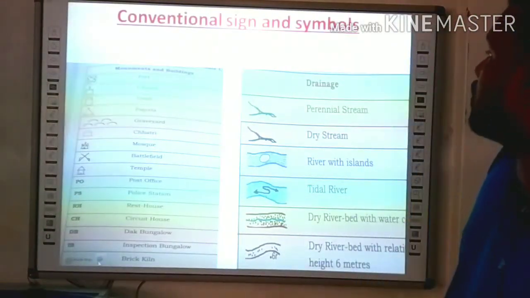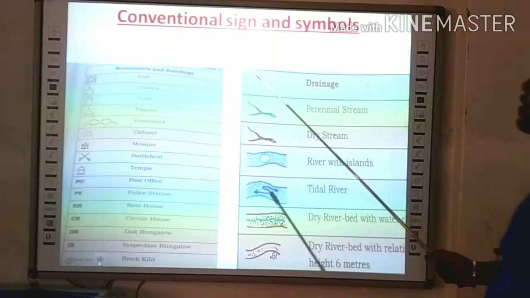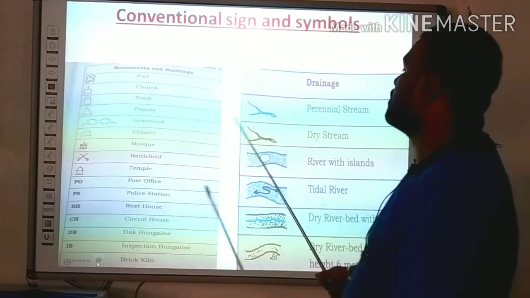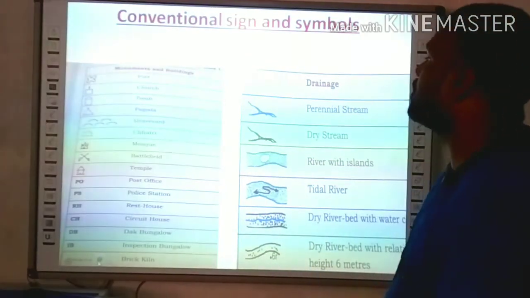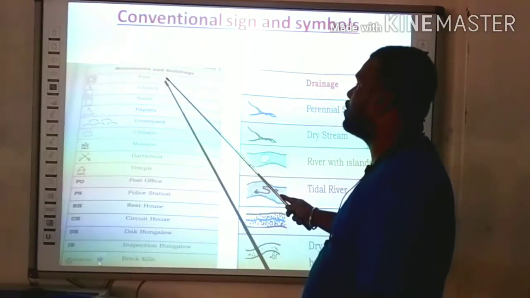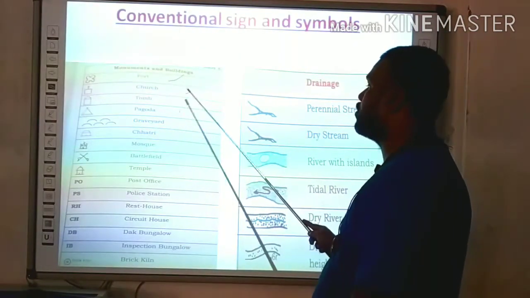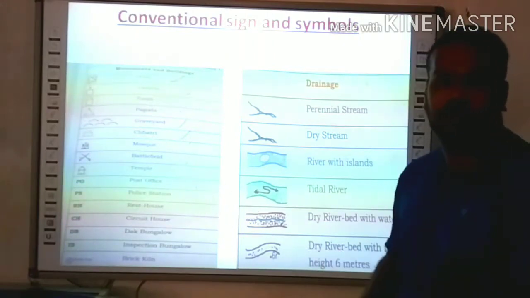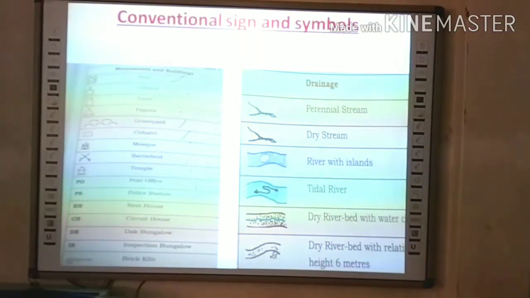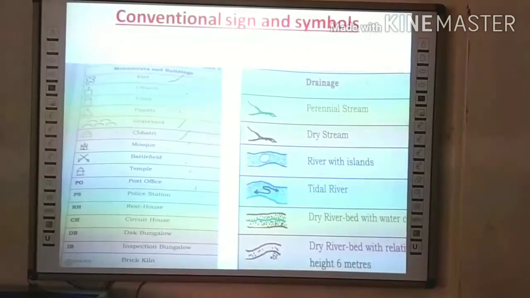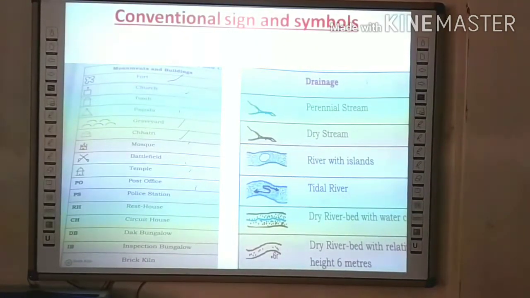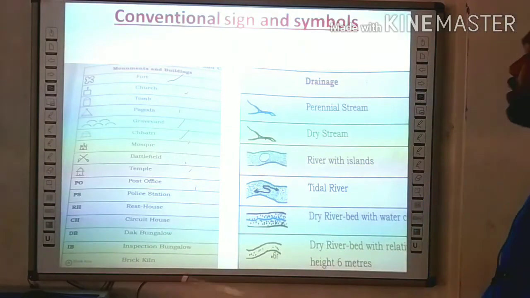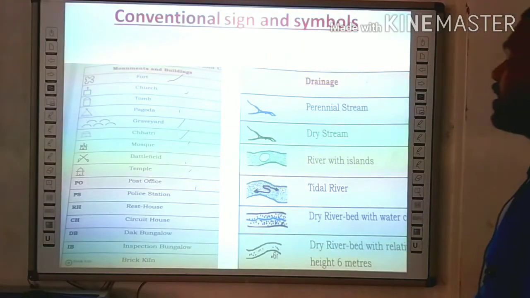Now conventional signs and symbols. This is one of the most important things in doing a topo sheet. You should have a good knowledge of these conventional signs and symbols in order to score good marks in the topo sheet. Let us see some conventional signs: monuments and buildings. Here you have churches, mosques. Now there is circuit house. What is a circuit house? It is a government rest house or guest house in every subdivision.